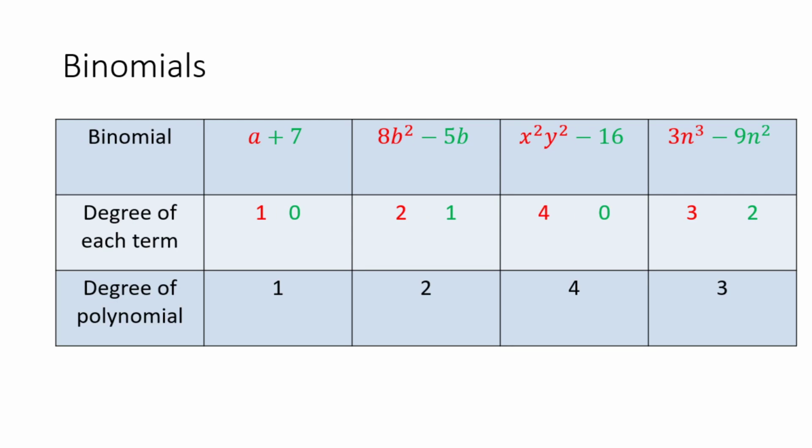Let's take a look at some binomials. Remember, each term has its own degree. So for instance, a plus 7: a has a degree of 1, 7 has a degree of 0. The biggest degree is the degree of that whole binomial. So the biggest degree is 1, so the total degree is 1. We can take a look at each of these here. I have 8b squared minus 5b. 8b squared has a degree of 2, and negative 5b has a degree of 1. So the bigger one of 2 or 1 is 2, which means the total degree of the polynomial is 2.